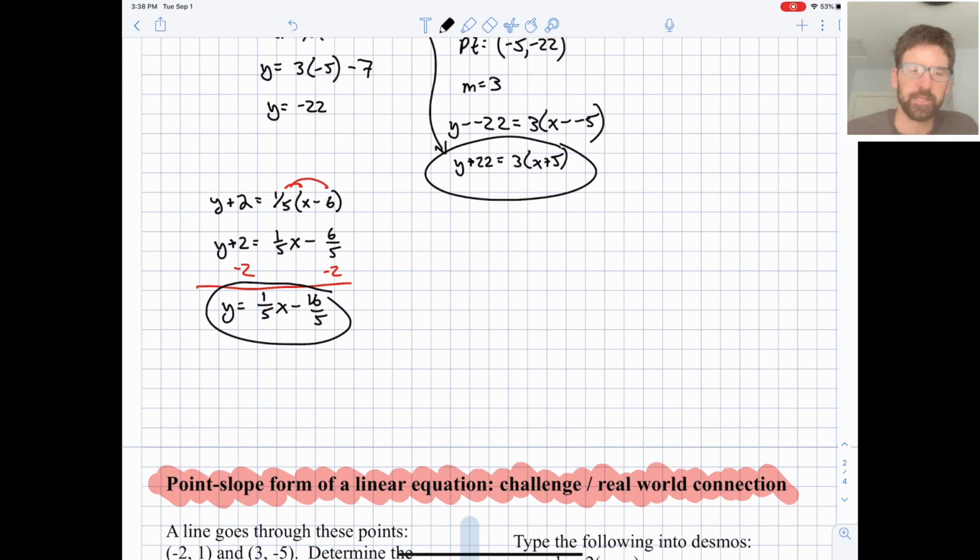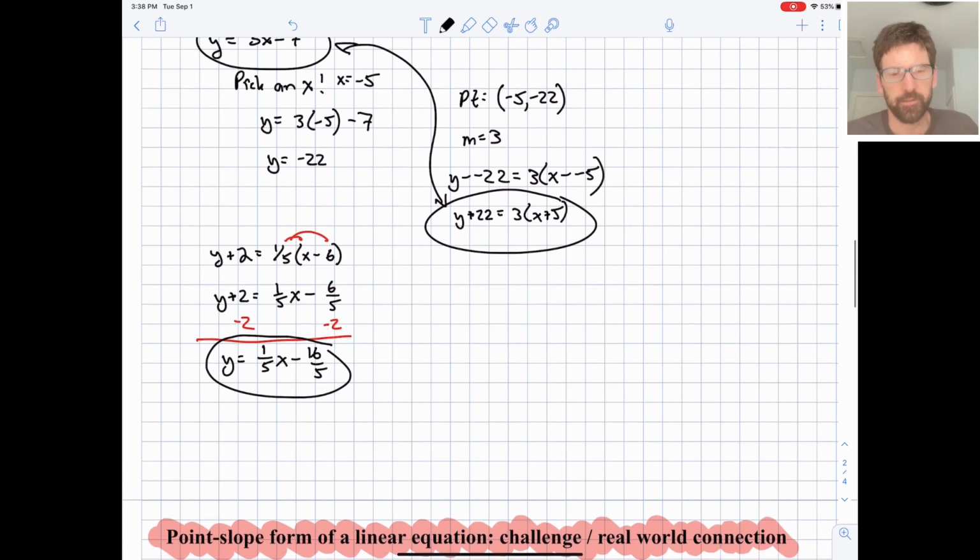All right, so that was an example of going from point-slope form into slope-intercept form. So nice, good job. That's a good place to stop.